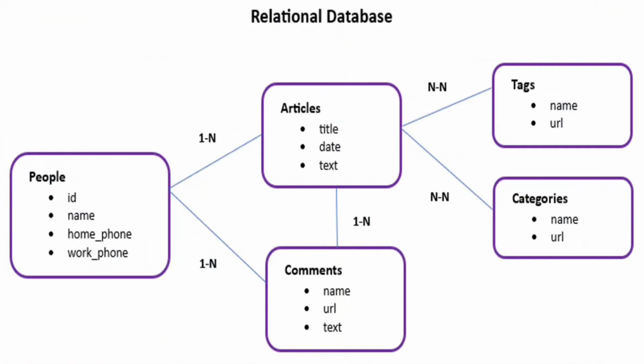In this image, you can see that we have a relational database having 5 tables: people, articles, comments, tags, and categories. You can see the fields which are present inside all the tables and the relationship between them. The people table and the articles table have a one-to-many relationship. Same is the case for people to comments, and same is the case for articles to comments. Since one article can have multiple comments, there is a one-to-many relationship. But in the case of articles and tags, since many articles can have many tags and many tags can be in many articles, there is a many-to-many relationship, and same is the case for articles with categories.